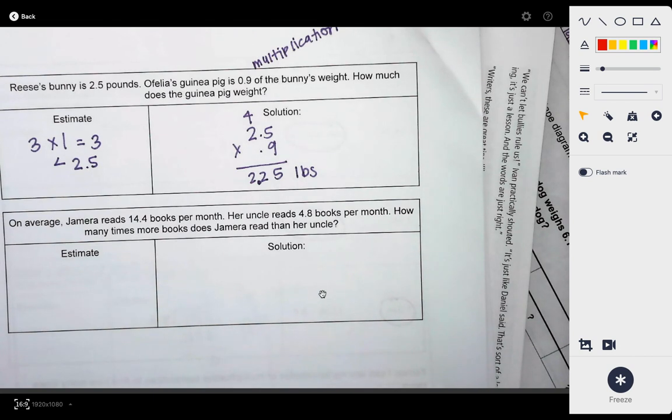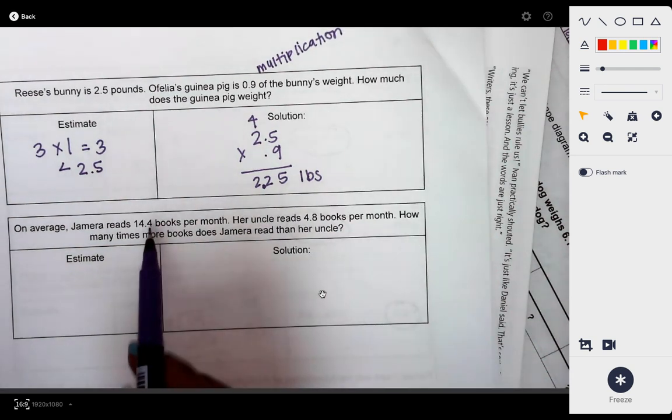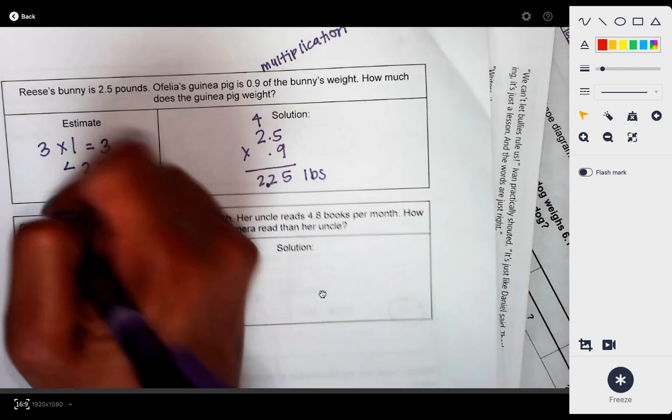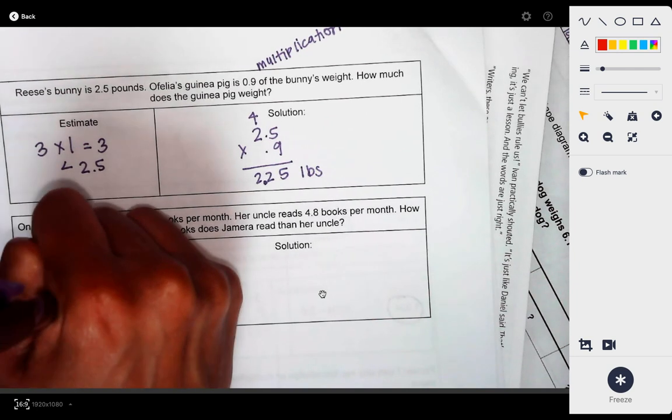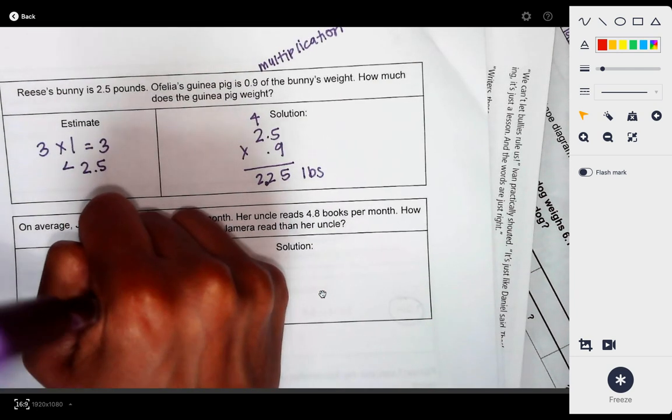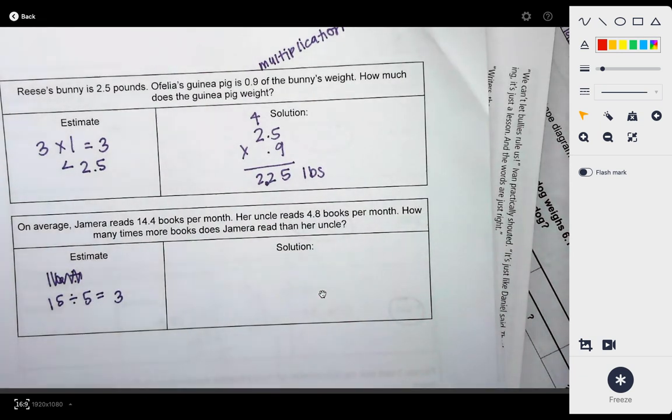On average, Jamera reads 14.4 books per month. Her uncle reads 4 and 8/10 books per month. How many times more books does Jamera read than her uncle? Okay, so for this one, we're finding how many times more. Usually when I know both quantities, so the amount of books for each person, then I'm dividing to find how many times more. That's the information we're missing. So I'm going to change this to, let's see what's workable for 4. Let's say 16. I could even do, let's try this, 15 divided by 5. So I know that Jamera probably reads about 3 times more, but let's check it to make sure.